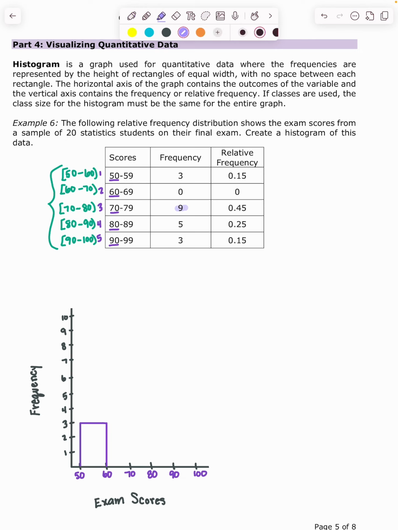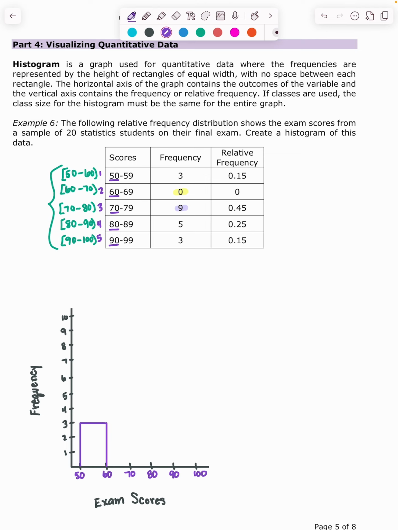But notice, there are no 60s. Nobody had a score of 60 to 70. So instead of having a rectangle there, I'm just going to leave a gap. I'm not going to draw anything. I'm not going to put a line at the bottom. I'm just going to leave it blank. And now I'm going to repeat the process for 70.